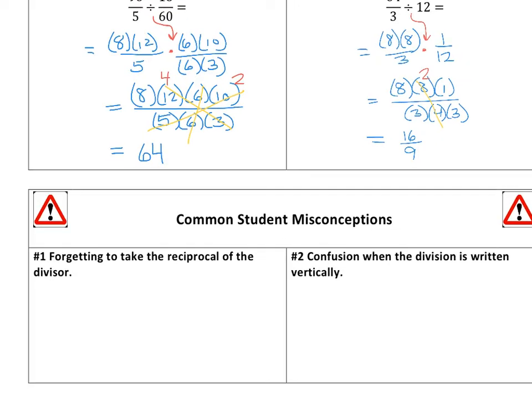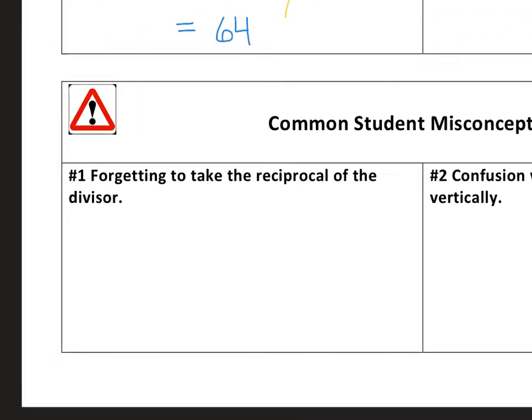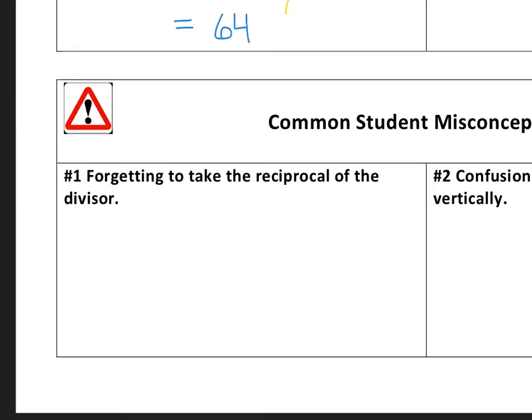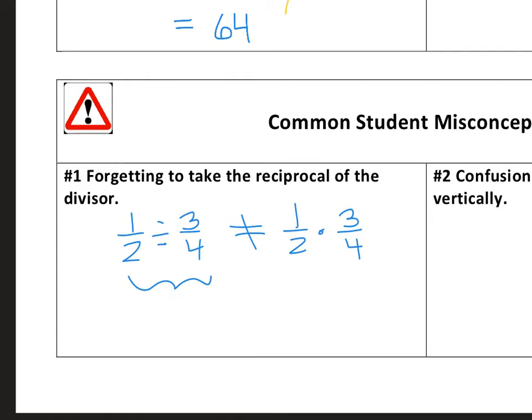Quick discussion of some of the common student misconceptions. Forgetting to take the reciprocal and changing that division to multiplication. So I'll just come up with an example. Say 1/2 divided by 3/4. That does not equal 1/2 times 3/4. So you've got to make sure that for the divisor, we do take the reciprocal. Obviously, 1/2 divided by 3/4, I think that will simplify to 2/3, and this is 3/8, so these are clearly not equal.